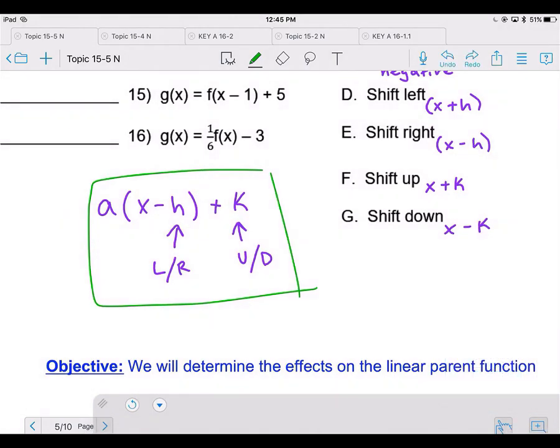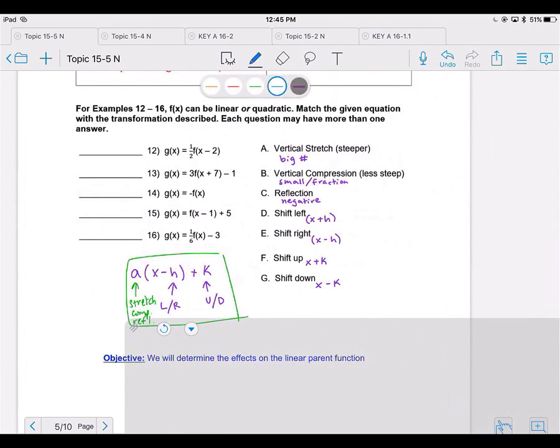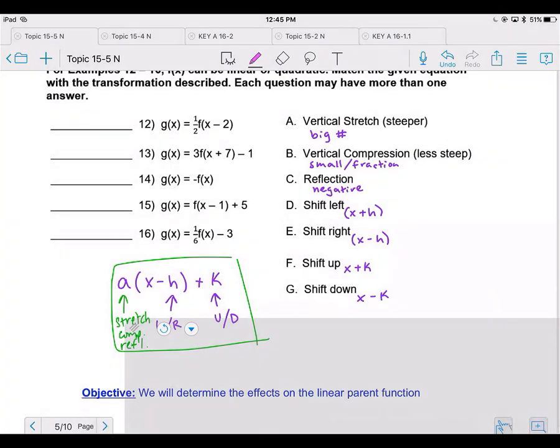So if it's linear, which this example is, a in front can make it stretch, compress, or reflect. And then h inside moves it left or right, and k on the outside moves it up or down. So that part has stayed the same. To do a vertical stretch and steeper are the same thing. So to stretch it, we need a big number in front. 13 has a big number in front, and that's it.